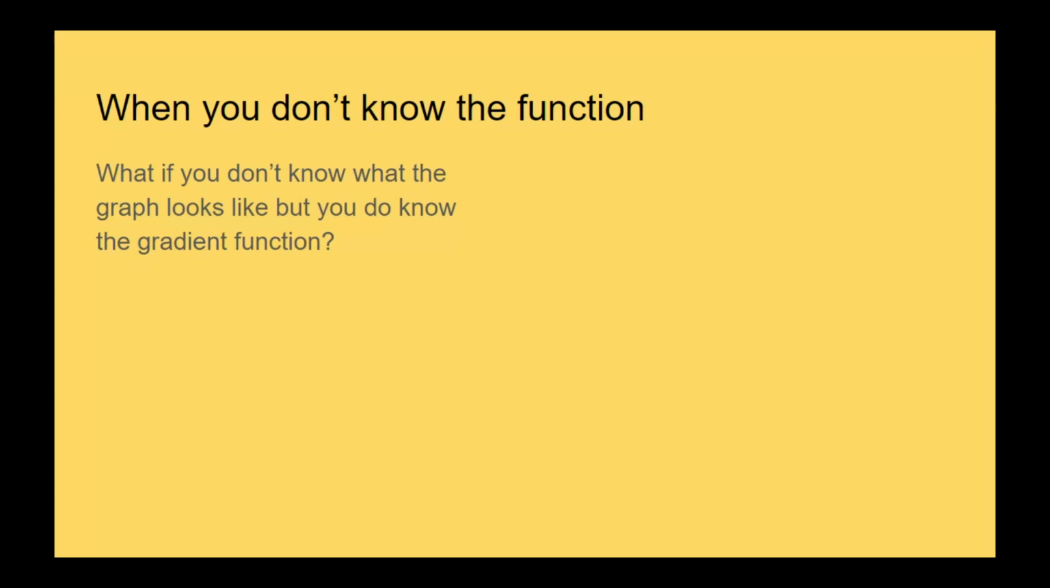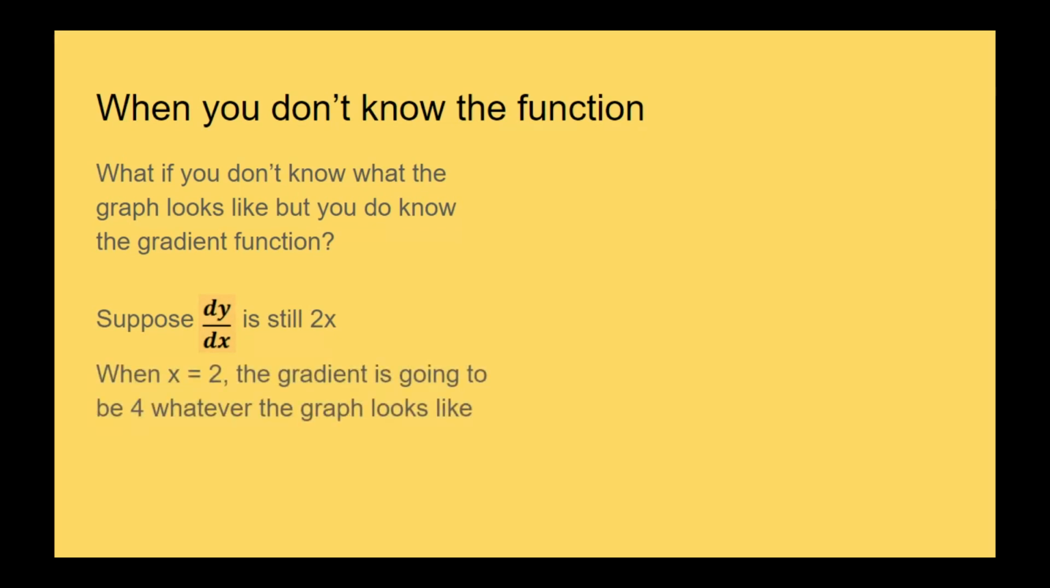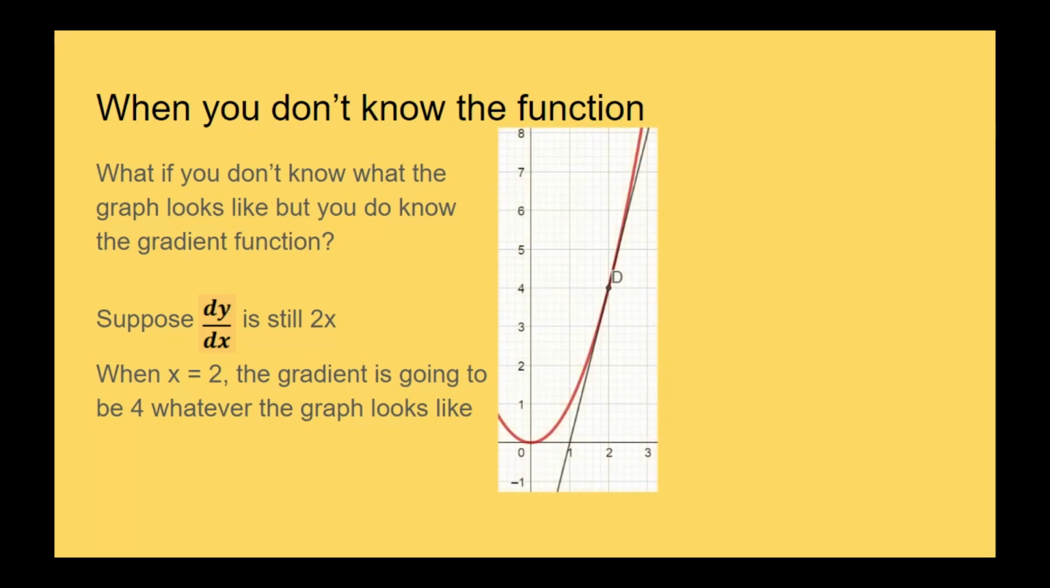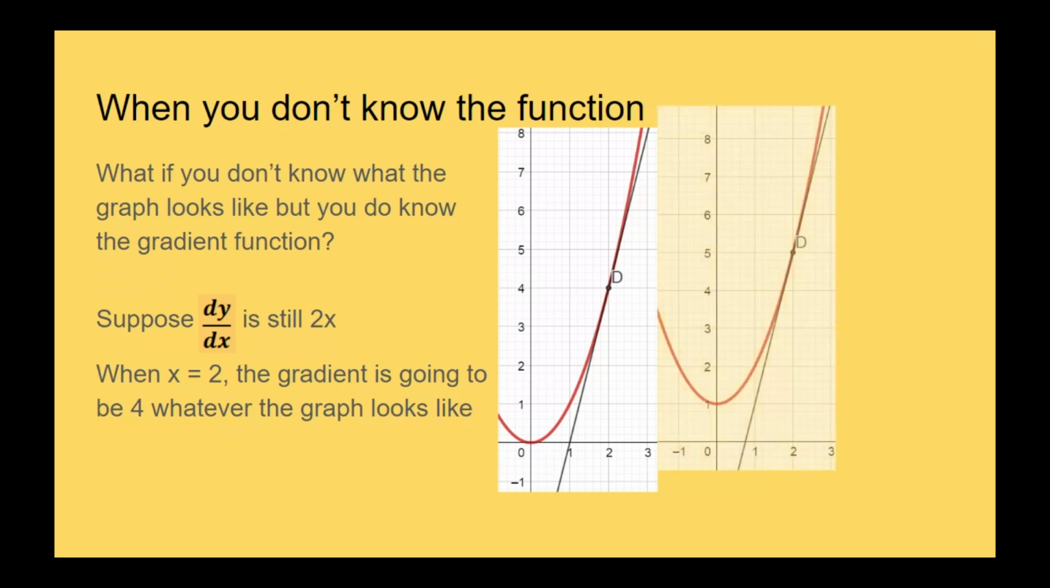Okay, suppose you don't know the function, but you do know the gradient function. Stick with dy over dx is 2x. We can still calculate the gradient at any point on the graph. We just don't know what the graph looks like. Well, maybe for dy over dx equals 2x, we do know roughly what it looks like. But we don't know what the y ordinate will be for the x value.